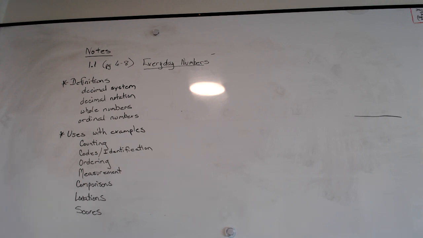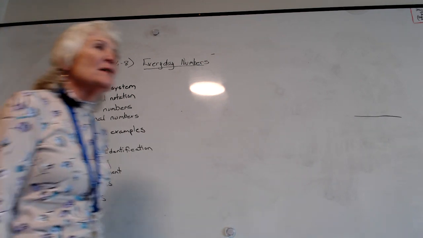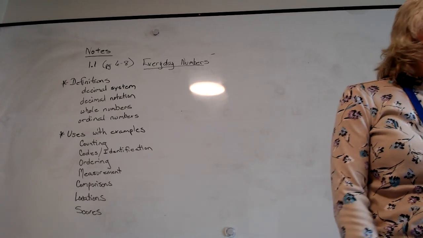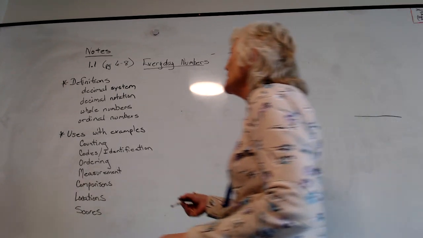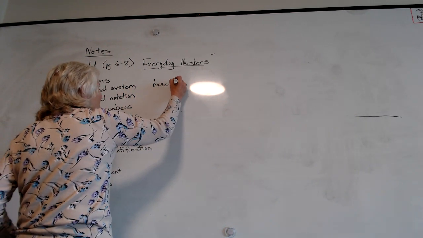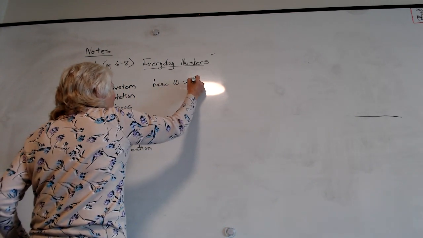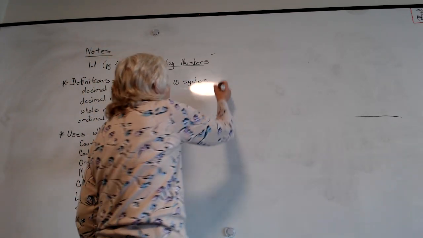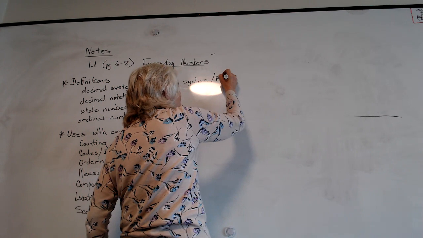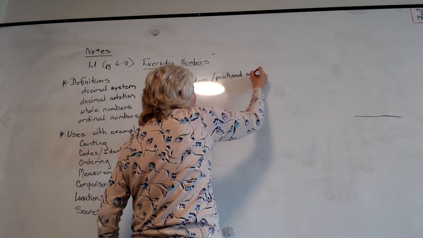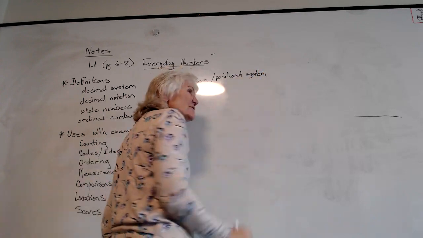Okay. Now, our everyday numbers are based on the decimal system. The decimal system is based on 10. It's a base 10 system. I'll explain what that means. It's also a positional system. I'll explain what that means too.